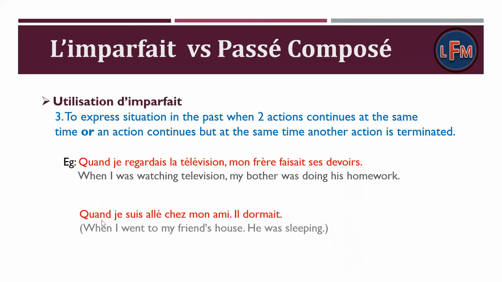Let's take one more example. Quand je suis allé chez mon ami, il dormait. When I went to my friend's house, he was sleeping. Here, an action continues, but at the same time another action is terminated. I went to my friend's house. This is a completed action which is terminated. And he was sleeping. This was the continuing action in the past.